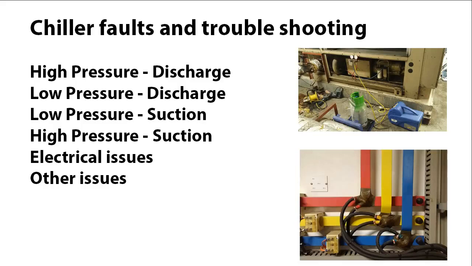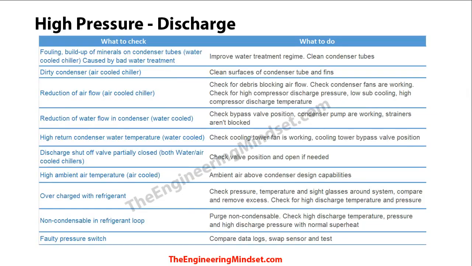But to give you a general idea of type of faults and how to troubleshoot them generally with a chiller, then let's jump into it and have a look at these. So as you can see, I've just listed with the high pressure discharge and with all the points going forward, just what to check and what to do about each of them. So if you need to skip through and check the rest, then please do so. Otherwise, stay with us and we'll just start to go through them.